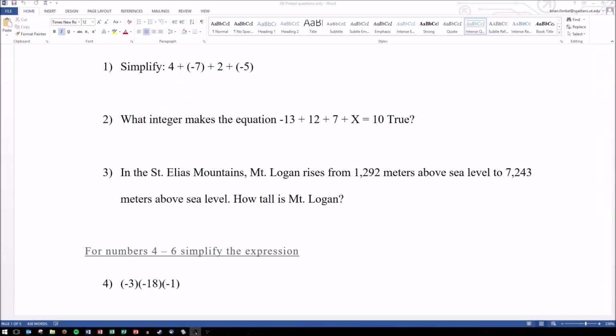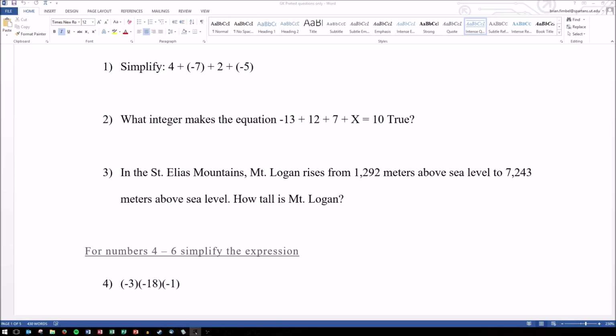All right. Let's move on to number 3. This is our first word problem. In the St. Elias Mountains, Mount Logan rises from 1,292 meters above sea level to 7,243 meters above sea level. How tall is Mount Logan? So at first, it's asking how tall, so we know we're going to do a difference equation or subtraction. But the trick lies in knowing exactly what the question's asking.